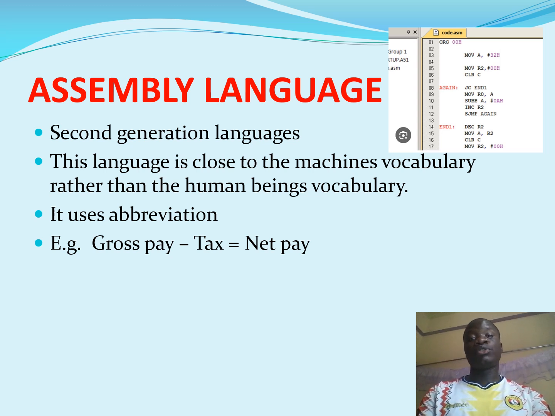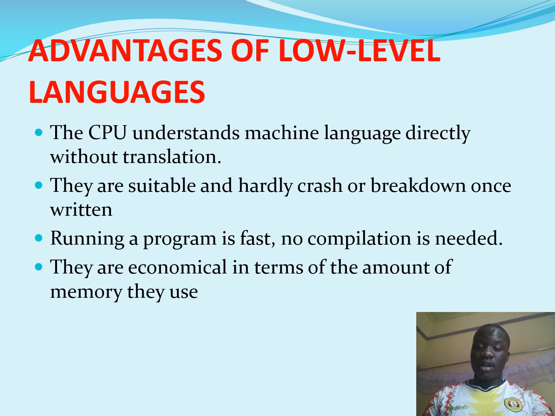So we have talked about the two types of low-level language: machine language, which uses binary digits, ones and zeros, and assembly language, which uses abbreviations, and I have given the example there. If you want to find out more, go to that photo clip on the top right of the slide, and you will come to know that it is all abbreviations. Let us talk about the advantages and disadvantages of low-level language. We said the CPU understands machine language directly without translation.